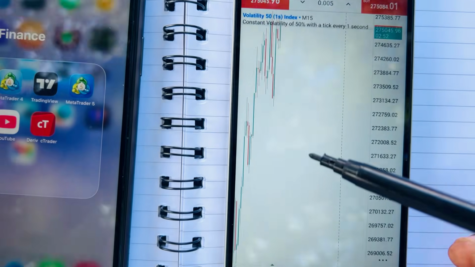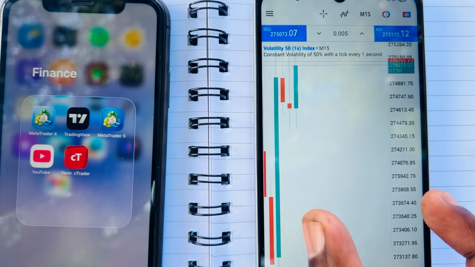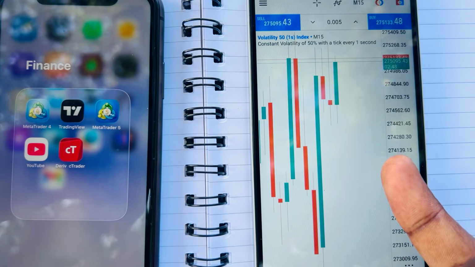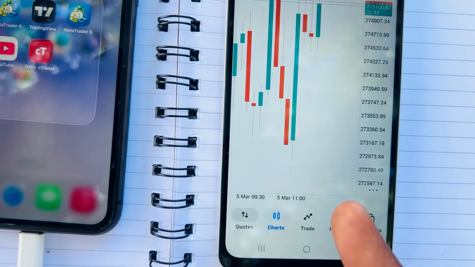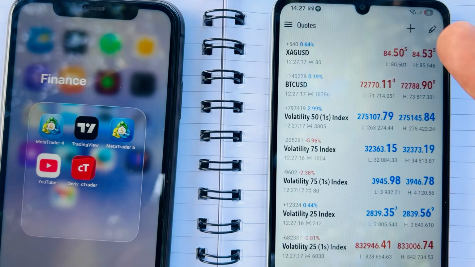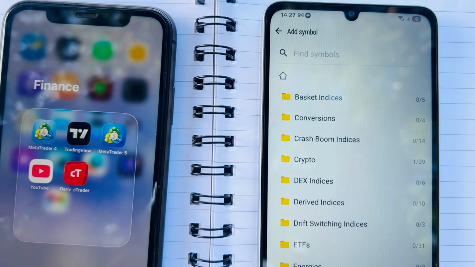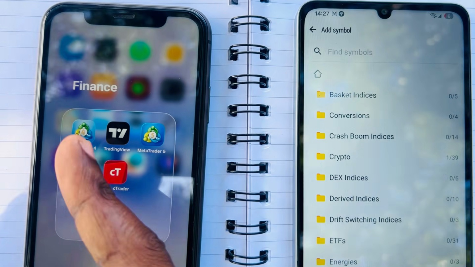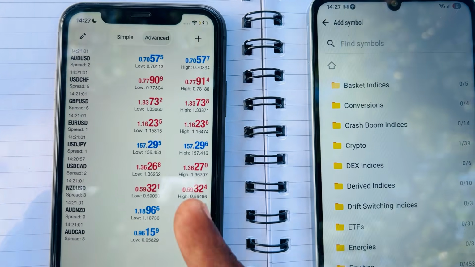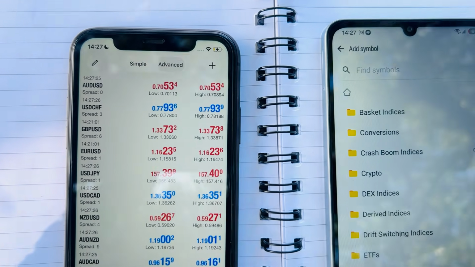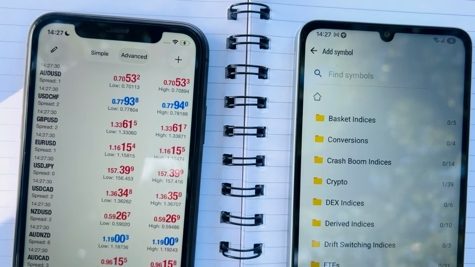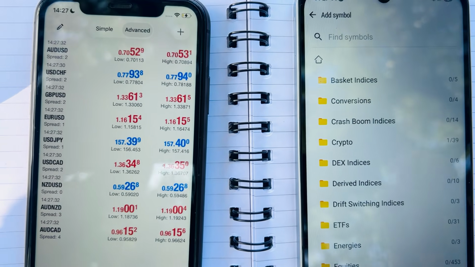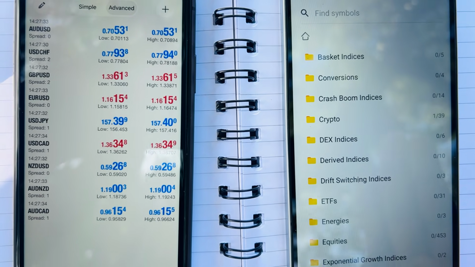You can go to chart to analyze your graph, to zoom in, zoom out, and set up your chart. You can also go to quotes, choose the assets you'd like to add, and remove those you do not like. You can even use MetaTrader 4, go to simple, go to advanced. But when you make losses, you don't have to panic, you don't have to worry.